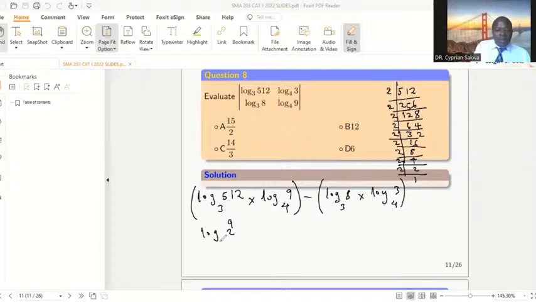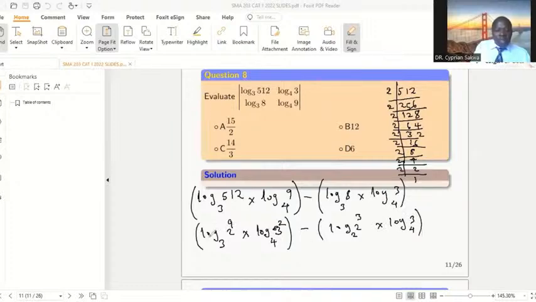1, 2, 3, 4, 5, 6, 7, 8, 9. So the log of 2 raised to 9 to base 3, times the log of 9, let me write it as 3 raised to 2, to base 4. What about this one? This one is the log of 2 raised to 3 to base 3, because 8 is 2 raised to 3, multiplied by the log of 3 to the base 4.